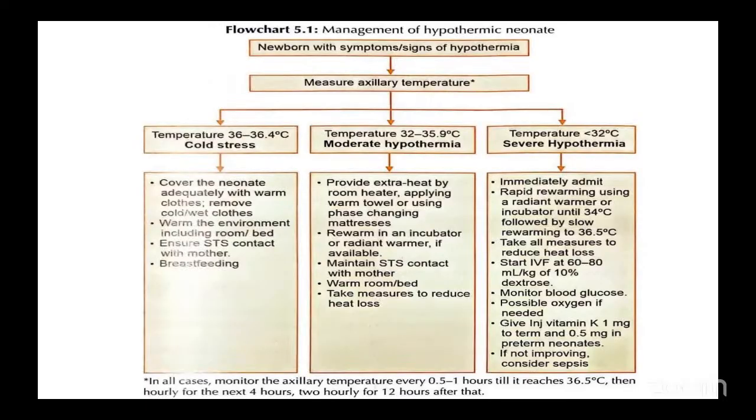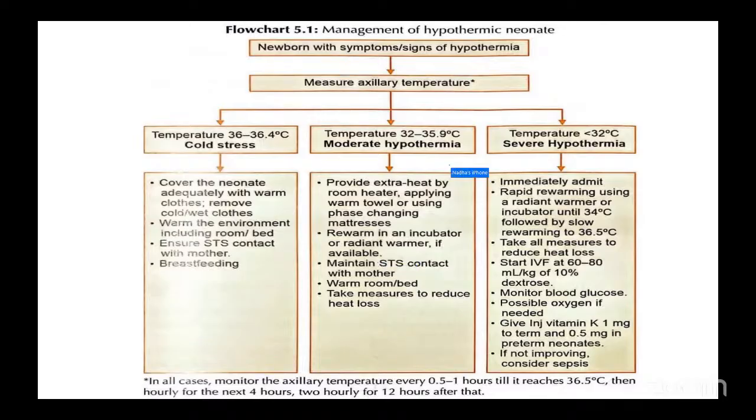So how do you manage a hypothermic neonate? A newborn with symptoms or signs of hypothermia, you have to measure the axillary temperature. A digital thermometer is better, and we don't generally recommend the mercury thermometer anymore because of the hazards. The important thing is the thermometer should be able to identify temperature from 30 degrees centigrade onwards.